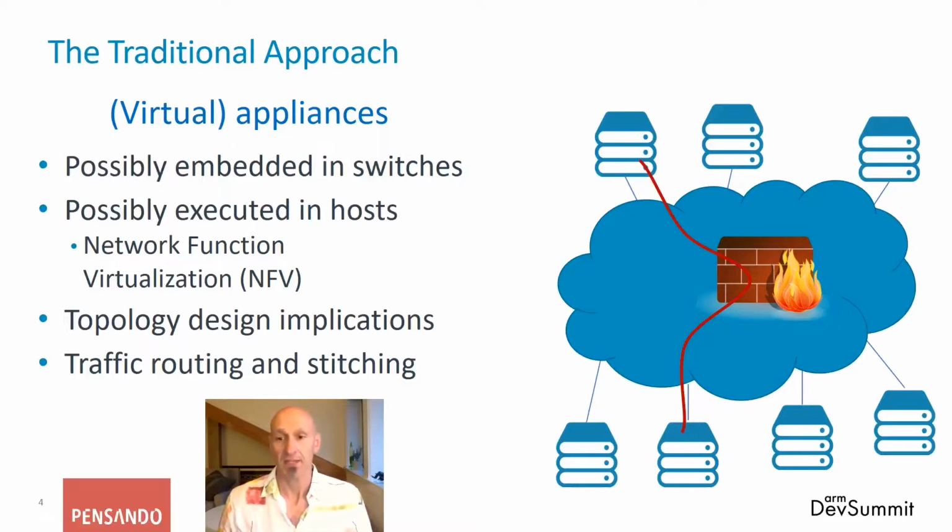Traditionally, these services were implemented in appliances, which could have been virtual appliances, so software appliances running somewhere in the network, or they could have been embedded in switches, or executed in hosts, and this is the case of network function virtualization. But having an appliance where those services are offered has implications on the way we design the topology of our network and the way we route and stitch traffic so that it goes through the appliance that's offering services.